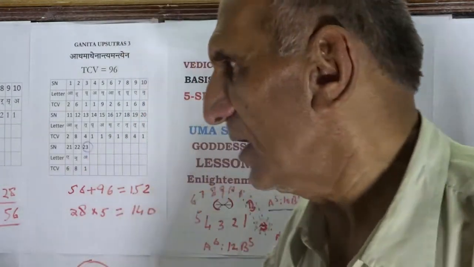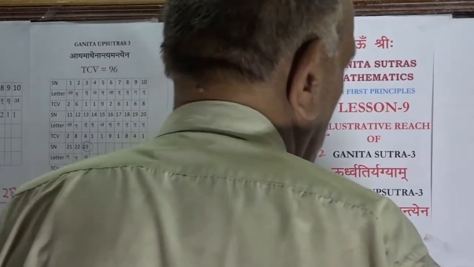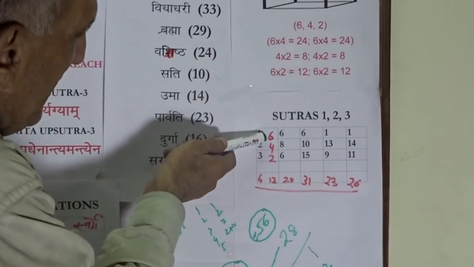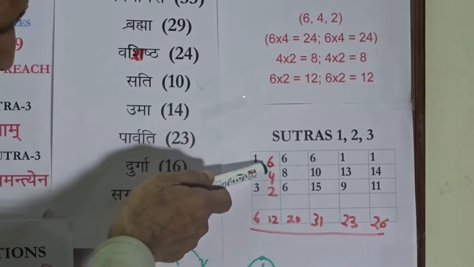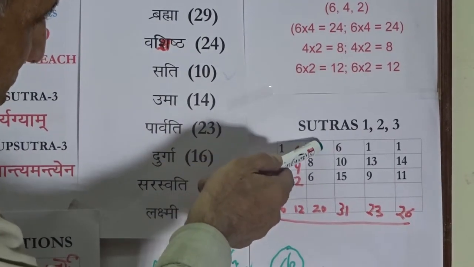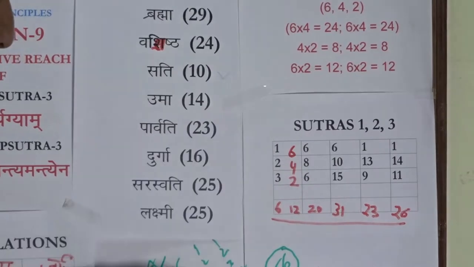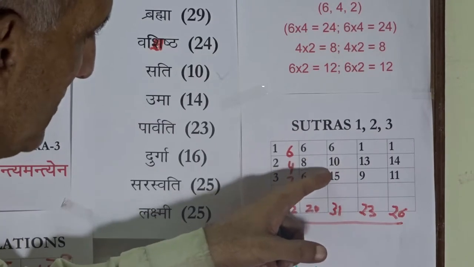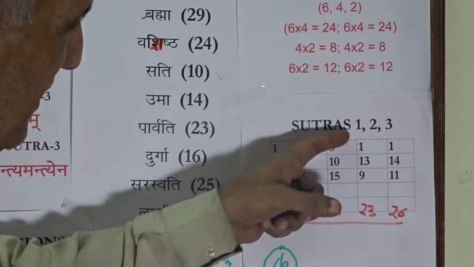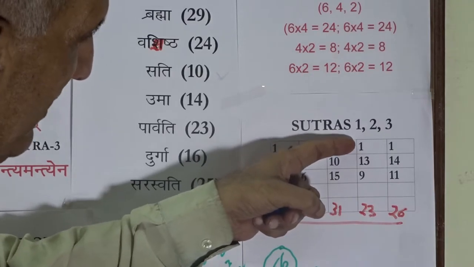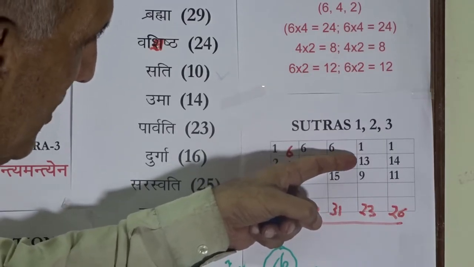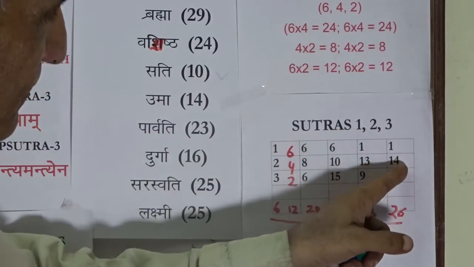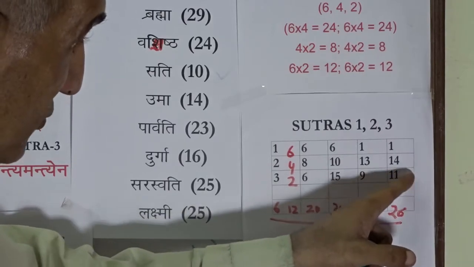flowing. Further, we can see the Ganita Sutras 1, 2 and 3, as serial number 1, 2 and 3, as the first letters of Ganita Sutra 1, Ganita Sutra 2 and Ganita Sutra 3, of values 6, 4 and 2, and 6, 8, 4, as the first letter of Ganita Sutra 1, pair of letters of Ganita Sutra 2 and triple letters of Ganita Sutra 3, are values 6, 10, 15. The last letter of Ganita Sutra 1 is a value 1. The last letter of Ganita Sutra 2 is value 13. The last letter of Ganita Sutra 3 is 9. And the last two letters, the last three letters of Ganita Sutra 3.